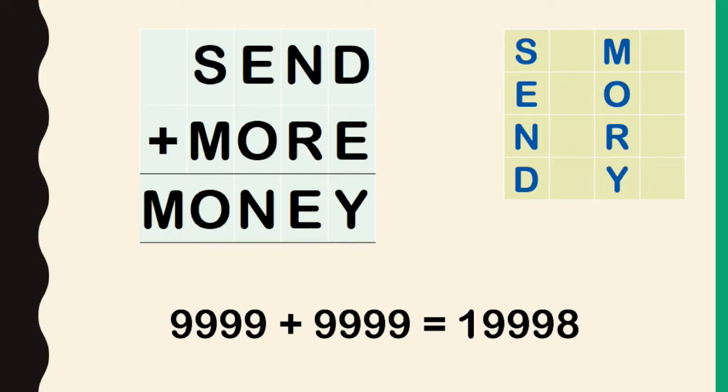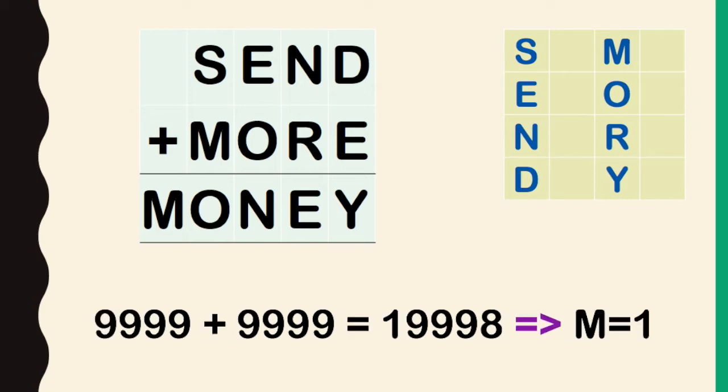We know M of money cannot be 0. Why? Because no number can start from 0. So what does it mean? It implies that the value of M is 1. So now that we have found the value of M, let us just replace it. We have put in the value here and replaced it in the grid. So let's now proceed.